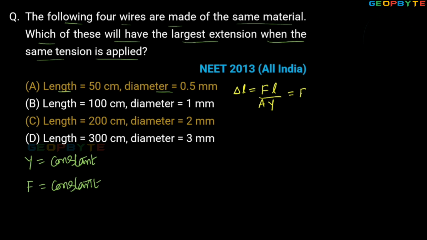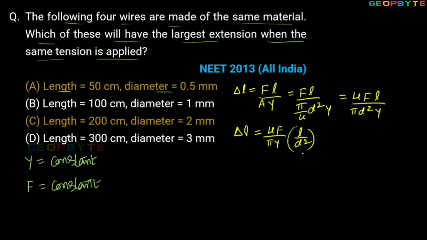It can be written as F L by A, where area for the circular one, diameter given, is pi by 4 into D square, into Y. It is equal to 4 F L by pi D square Y. Here F constant, 4 constant, pi constant, Y constant, not L. Therefore, change in length delta L is equal to 4 F by pi Y into L by D square. From this, I can write that change in length is proportional to L by D square.